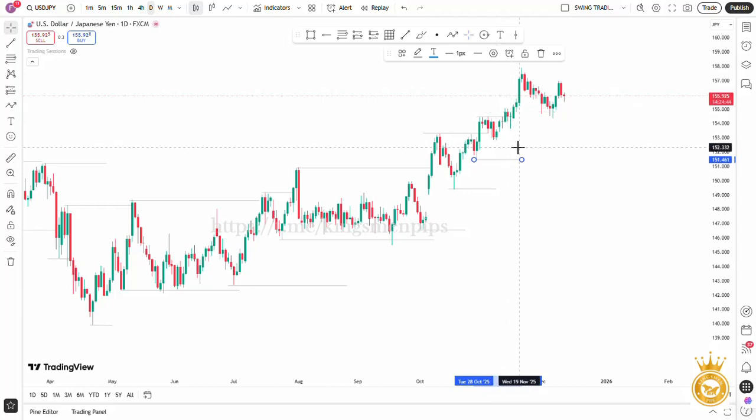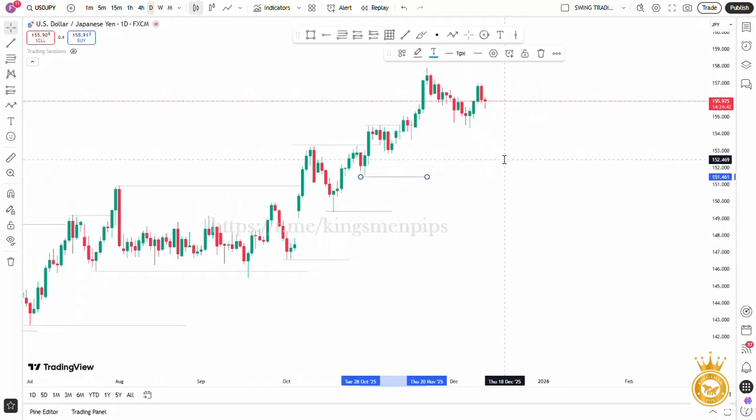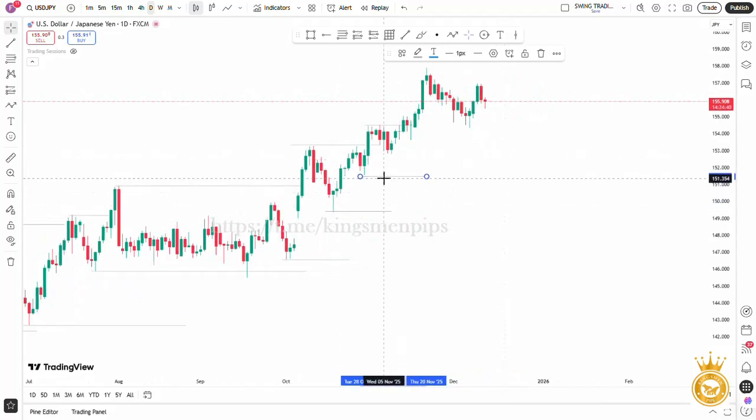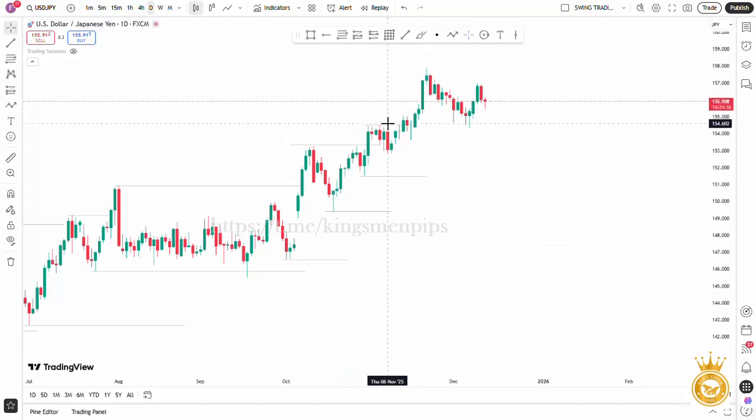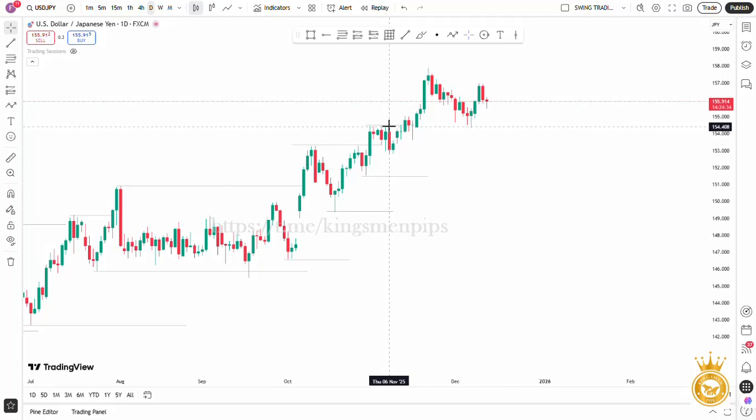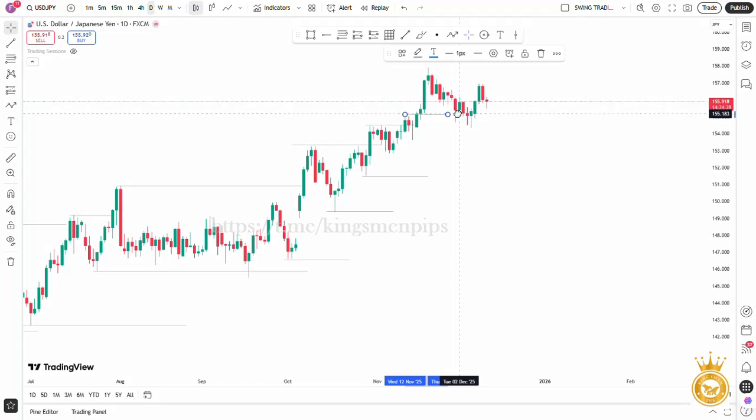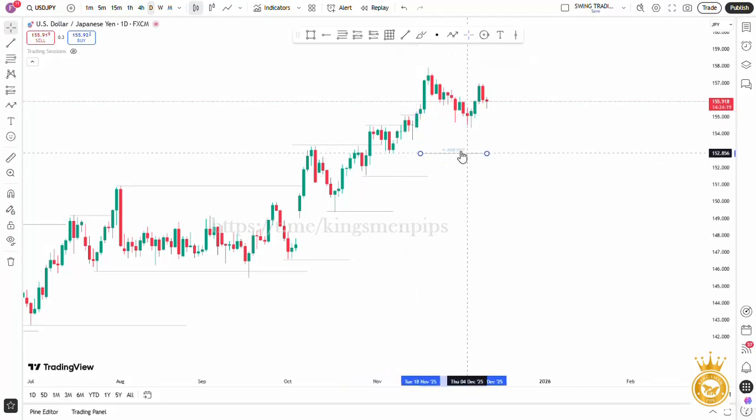We have a high here. As tiny as that place is here, it's a high like that. So as tiny as it is, it's a high. So let's have this. This is a high and this is a low.